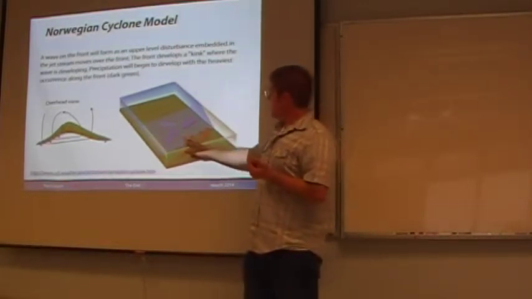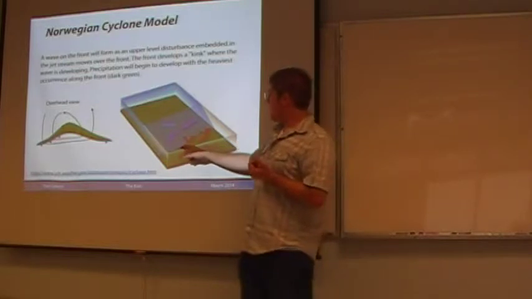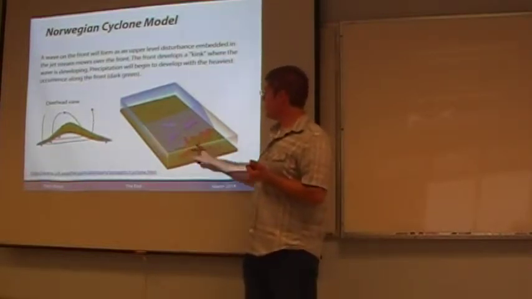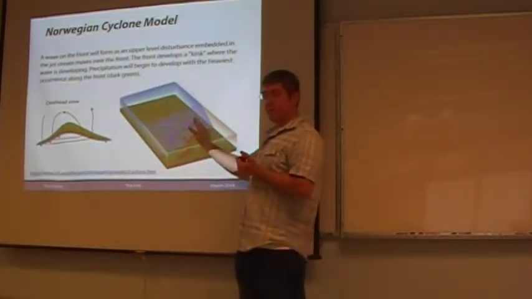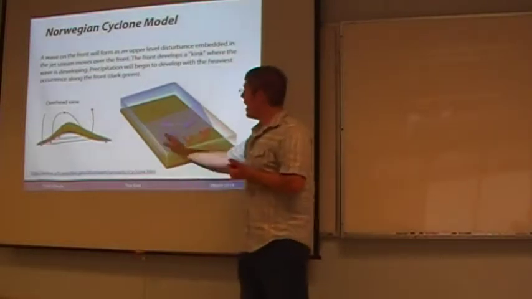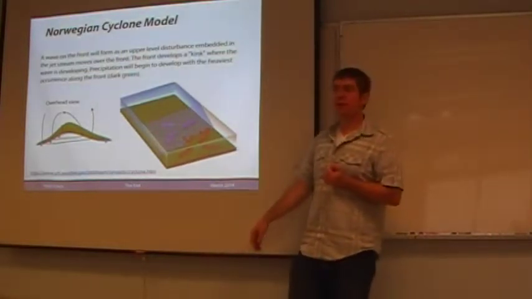The front then develops a kink. So you have this kink between the presence of a warm front as warm air is advected northwards to the east of the surface low, and cold air is advected southwards west of the surface low.